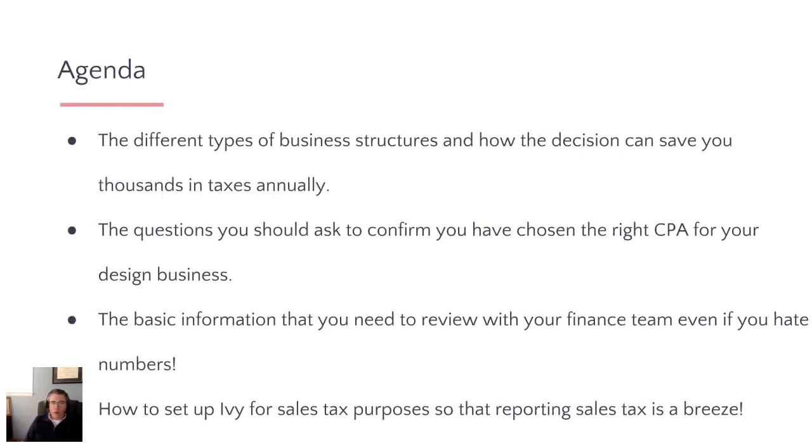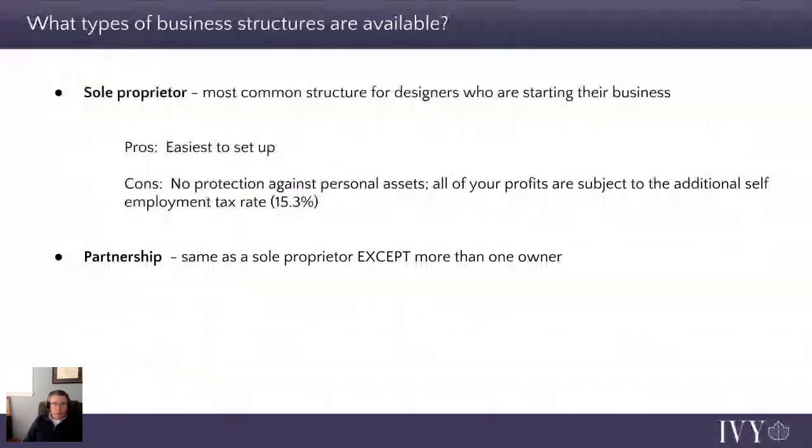Okay, so I don't want to get too complicated, but I wanted to go over some of the different business structures that you can set up as a business. If you're just starting out and you're the only owner, most people start out as a sole proprietor. It's the most common structure for designers who are just starting out their business. Some of the pros is it's the easiest form to set up. Some of the cons are no protection against personal assets, and all of your profits are subject to an additional self-employment tax rate, which is 15.3%, a flat rate for everyone.